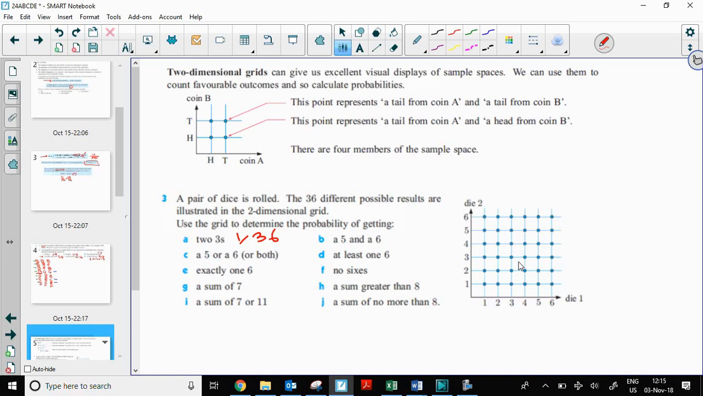A 5 or a 6 or both. Well, it could be a 5 or a 6 or a 5 or a 6. Let's count all those up. It's not 24 out of 36 though, right? Because these 4 are getting counted twice. So we need to be really careful about this. So we're going to have 20 in total. This is going to be 20 out of 36. So that's a really important thing to look out for with problems featuring the word or, is that we're going to have double counting that we need to be careful of.